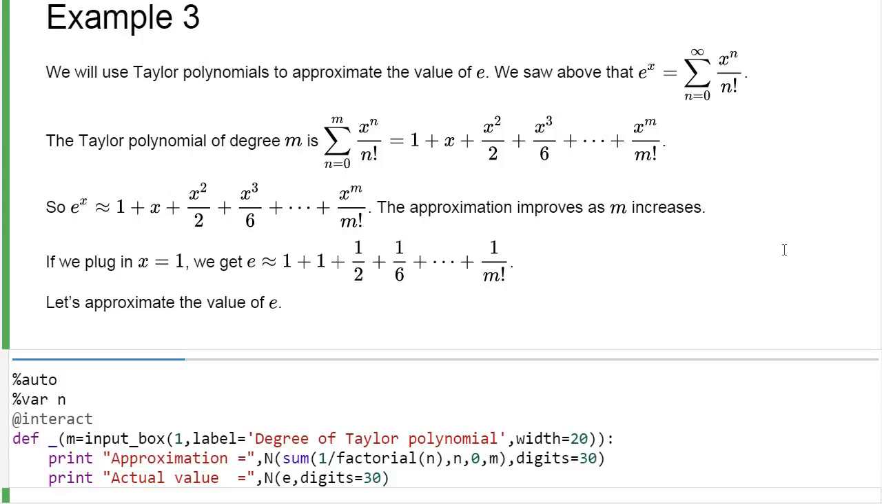All right, so we're going to approximate the value of e using Taylor polynomials. So as we saw above, e to the x is this series. The Taylor polynomial of degree m looks like this. So e to the x is approximately the sum of this polynomial. You just take the power of x and divide by the factorial of that same power. The bigger m is, the better our approximation will be. To approximate e, we're going to plug in x equals 1. e to the first power is e. And if you plug in x equals 1, all these are 1s on top, and you get e is approximately 1 plus 1 plus a half plus a sixth, and so on, just adding up the reciprocals of all the factorials.